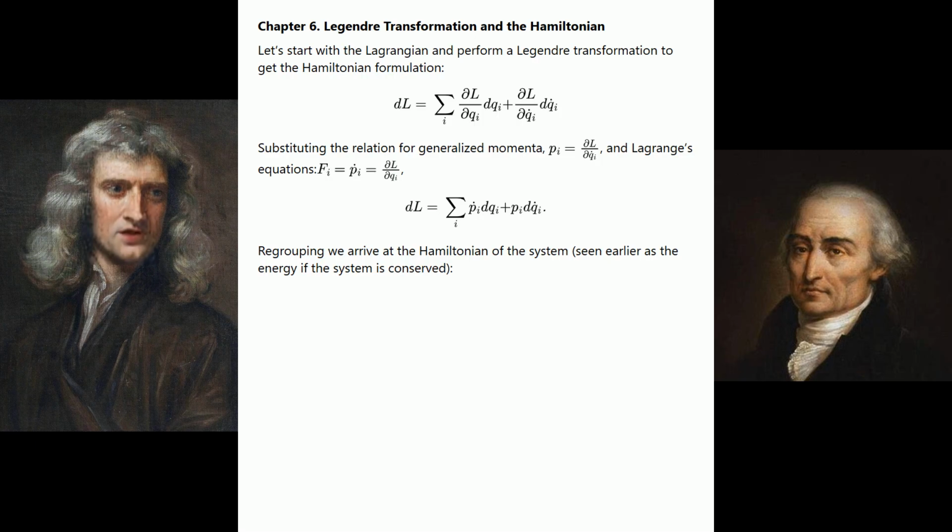See the next equation. Substituting the relation for generalized momenta, p sub i equals the fraction with numerator partial differential L and denominator partial differential q sub i, and Lagrange's equations, F sub i equals p-dot sub i equals the fraction with numerator partial differential L and denominator partial differential q sub i. See the equation shown. Regrouping, we arrive at the Hamiltonian of the system, seen earlier as the energy if the system is conserved.